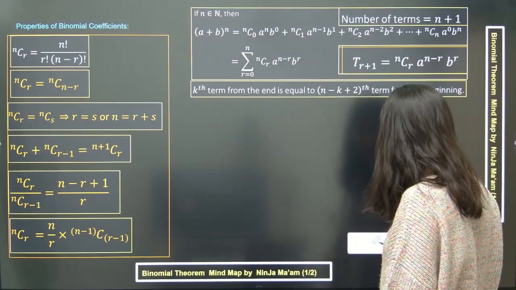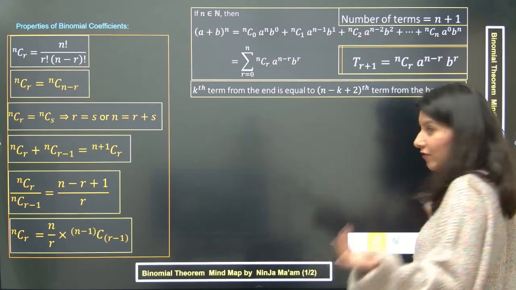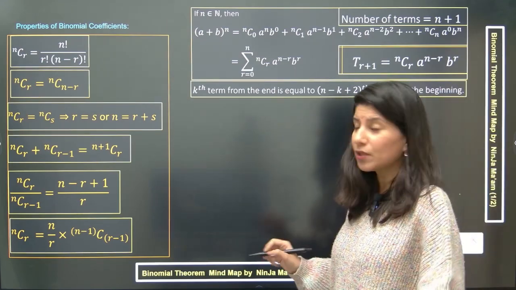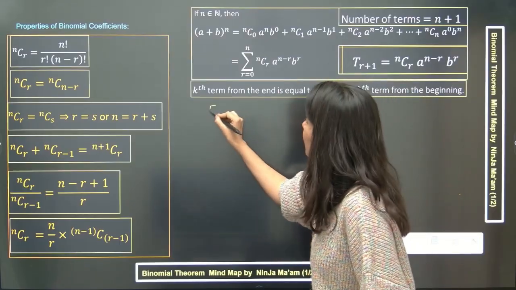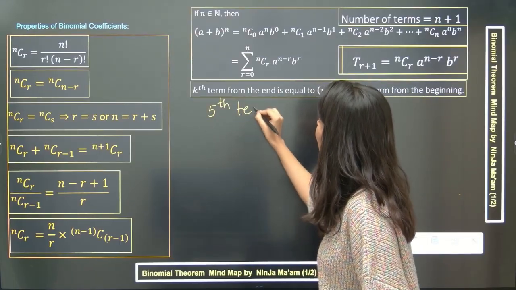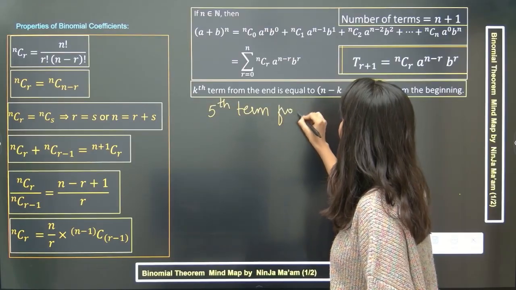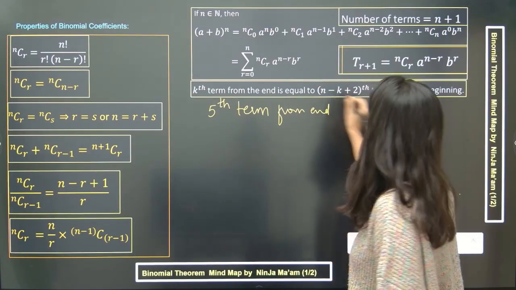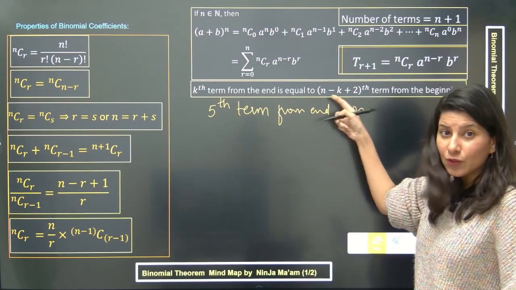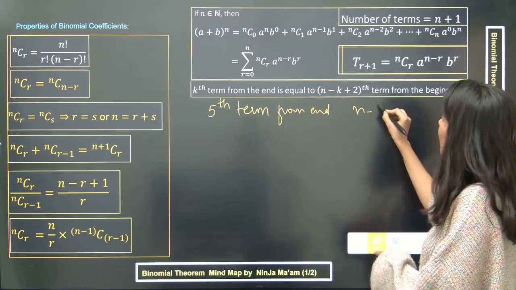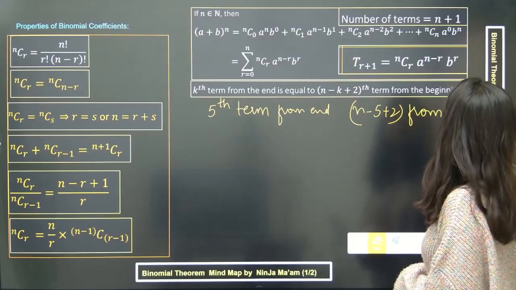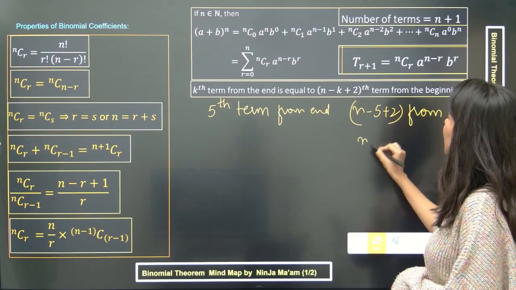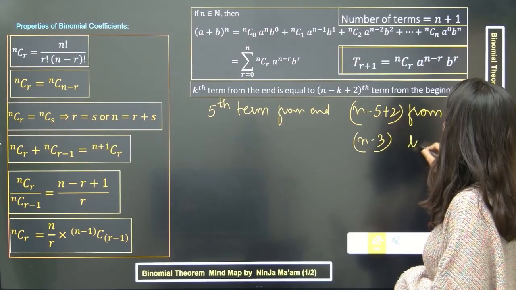Suppose the third term is asked, or the fifth term. Usually they give the fifth term; fifth term is most popular. I think you should remember it. Fifth term from the end. The kth term from the end is equal to what? n minus k plus 2 from the beginning. So, the fifth term from the end is n minus 5 plus 2 from the beginning. So this is going to become the n minus 3 term from the beginning.